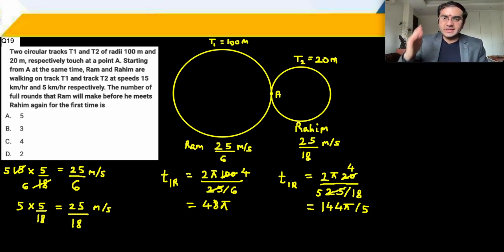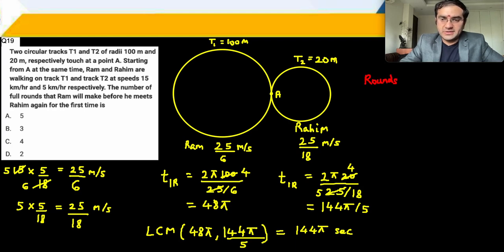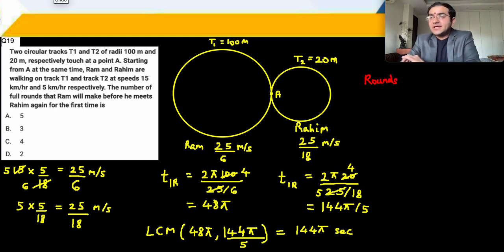When will they meet for the first time at the starting point together? LCM, standard theory that we are aware of. LCM ले लीजिए इन दोनों का, calculate LCM of fractions, LCM of numerators upon HCF of denominators. I now get that they are going to meet after 144 pi seconds.